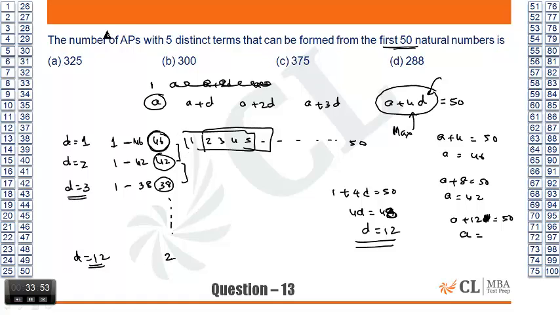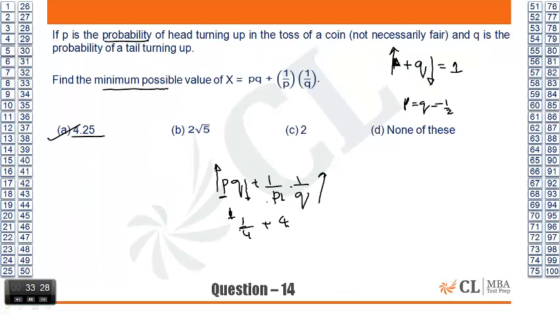AP, no? What is it we want? Number of APs. So the sum of all this, which means n by 2, which is 12 by 2, which is 6, into first term plus the last term. 46 plus 2, which is 48, into 6. 6 8s are 48, 6 4s are 24, plus 4 is 28. 288. Okay, this is fine.